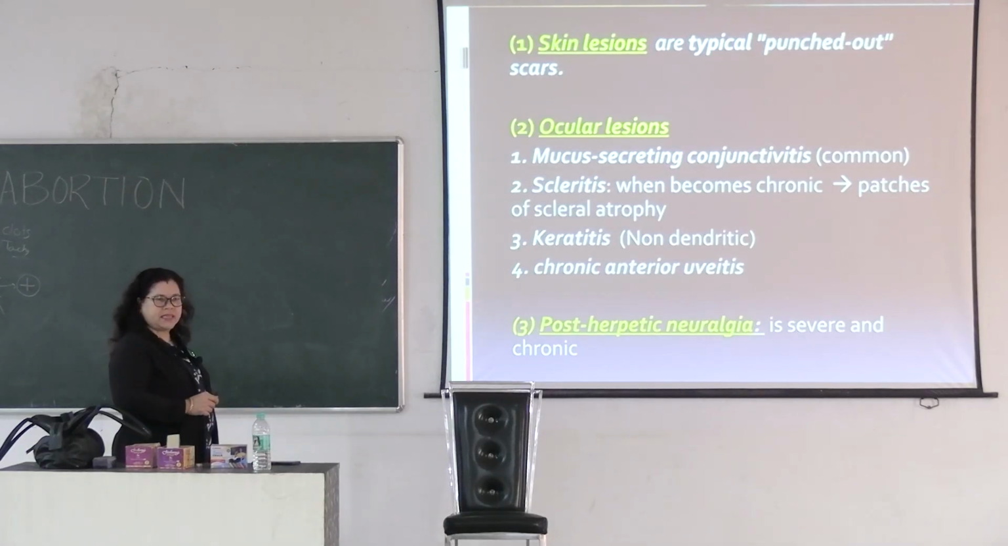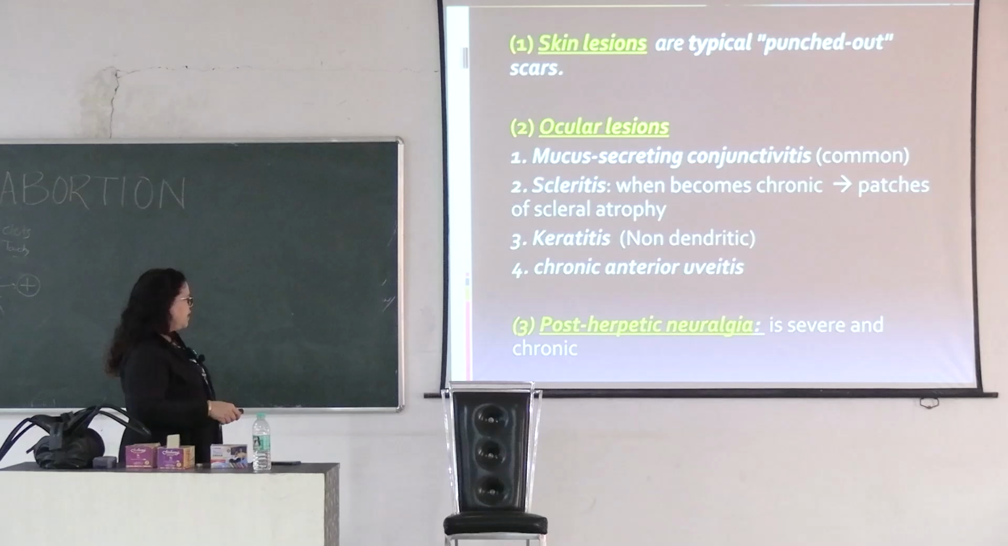In herpes simplex keratitis, a dendritic type of ulcer is present, but here it is non-dendritic; a dendritic ulcer does not occur. Then chronic anterior uveitis: here the signs and symptoms are less as compared to the acute. In acute there is more severe pain, but in chronic cases you may find keratic precipitates and aqueous flare, pus in the anterior chamber, muddy iris, and synechiae.